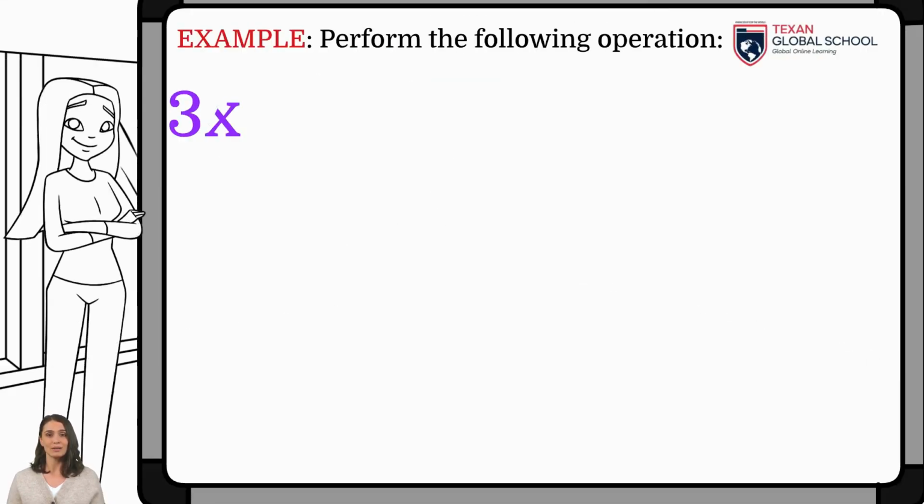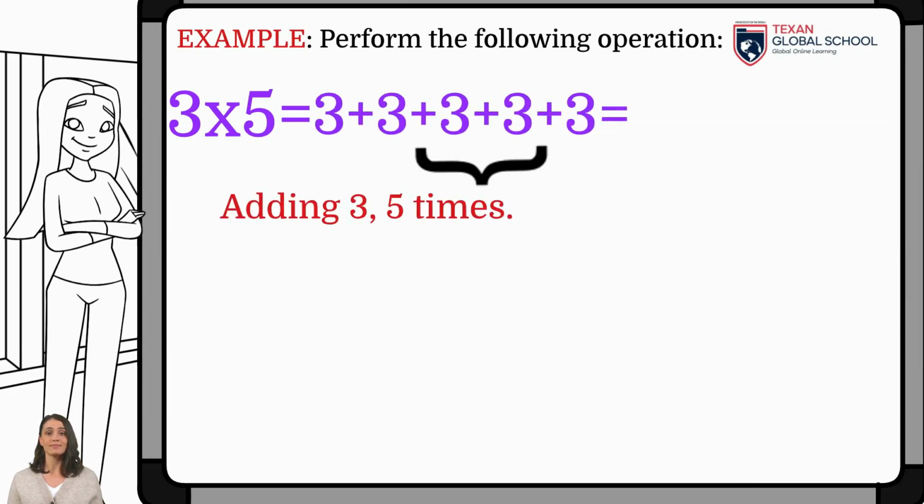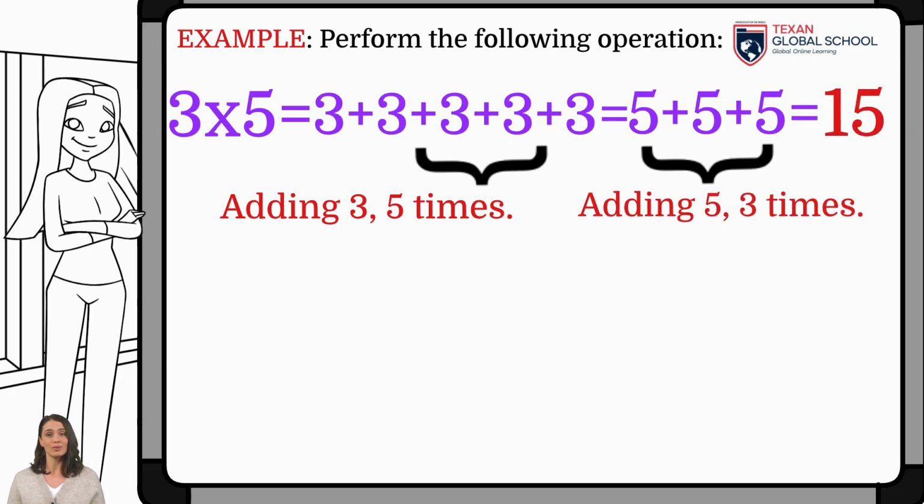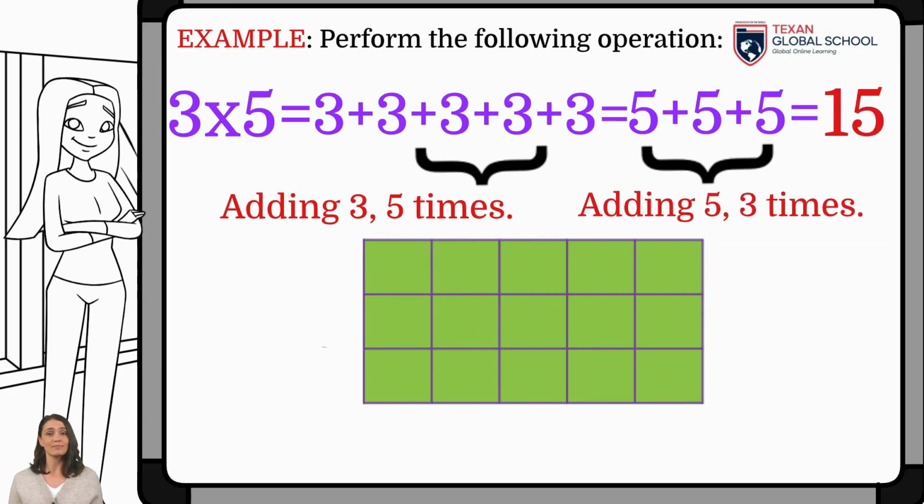Now reviewing the multiplication of 3 by 5. We add 3 5 times, or we add 5 3 times. Therefore, 3 times 5 is 15. The model represents 3 rows by 5 columns. So we have 15 units. Hence, we conclude that 3 times 5 is 15.